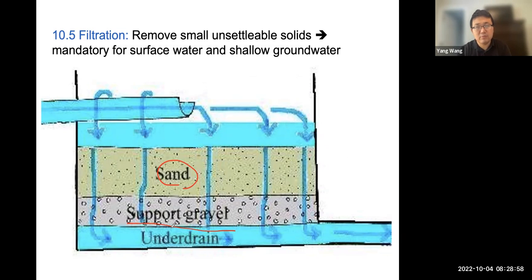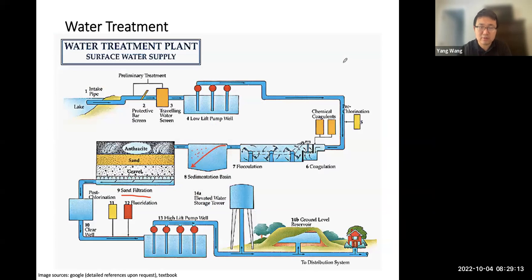Okay, so they can remove the smaller unsettleable solids, and this is mandatory for surface water and shallow groundwater, because there are suspended solids, right? There is turbidity, and if you think about the particles that are introduced here, there will be some suspended solids that are already in there. And since the coagulation flocculation process also generates suspended solids, it's going to be a mixture of them, and we have to deal with them with the sand filtration as a last step to remove the suspended solids.